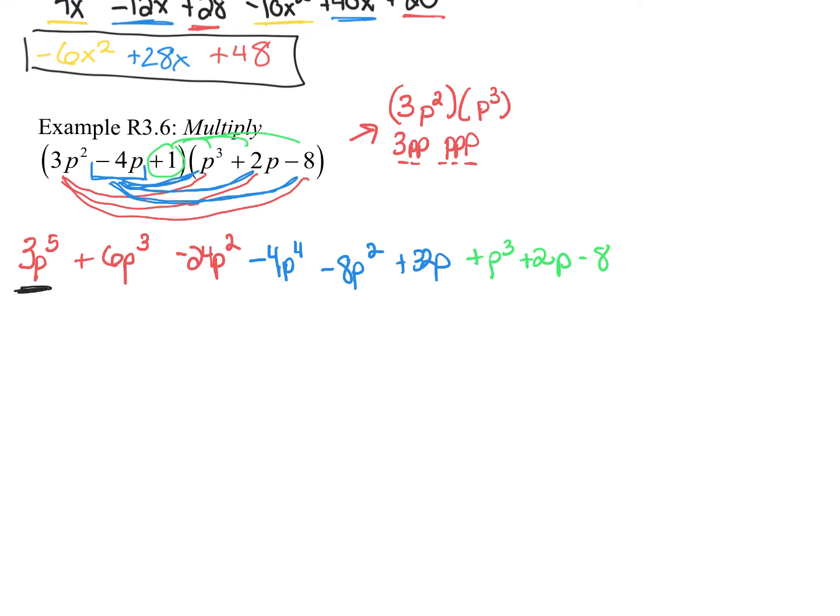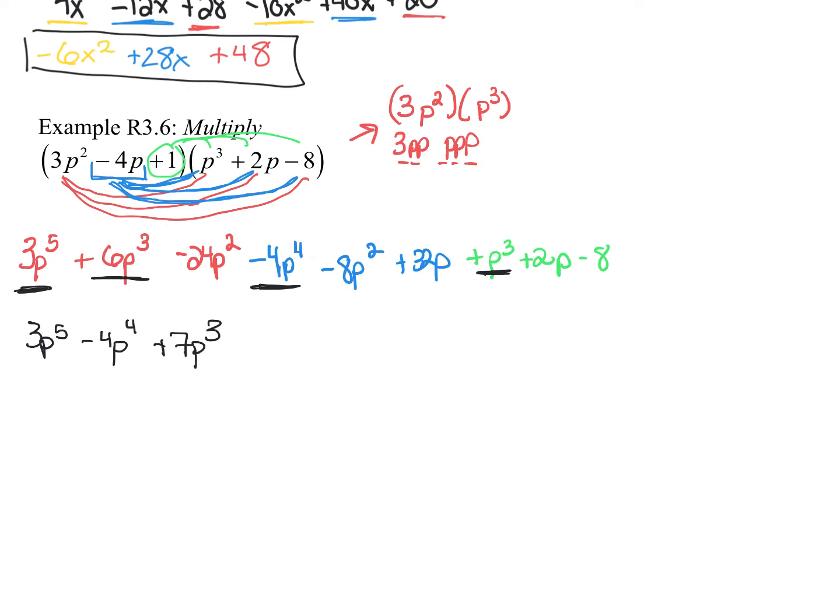Here's my biggest power. So I get 3p to the 5th. I like to underline or cross things out as I use them so I can keep track of it. If I start with p to the 5th, now I should go to p to the 4th. Here's my only p to the 4th, so minus 4p to the 4th. And then to the 3rd, well, here's a 6p to the 3rd, and down here there's 1 more. So 6p to the 3rd plus 1 more makes plus 7p to the 3rd.